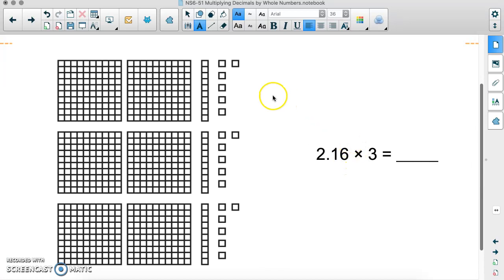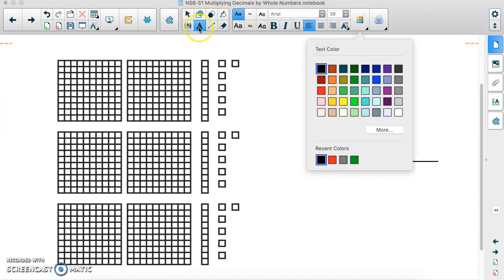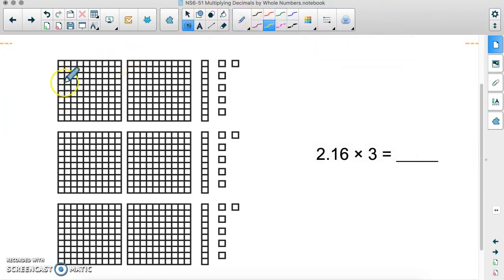Now, how many hundredths do we have here? Well, for hundredths, those are ones. So if we're looking at hundredths, we're looking at all of these. So we're going to add up how many hundredths we have here. So we have 6, 12, we have 18 hundredths right now.